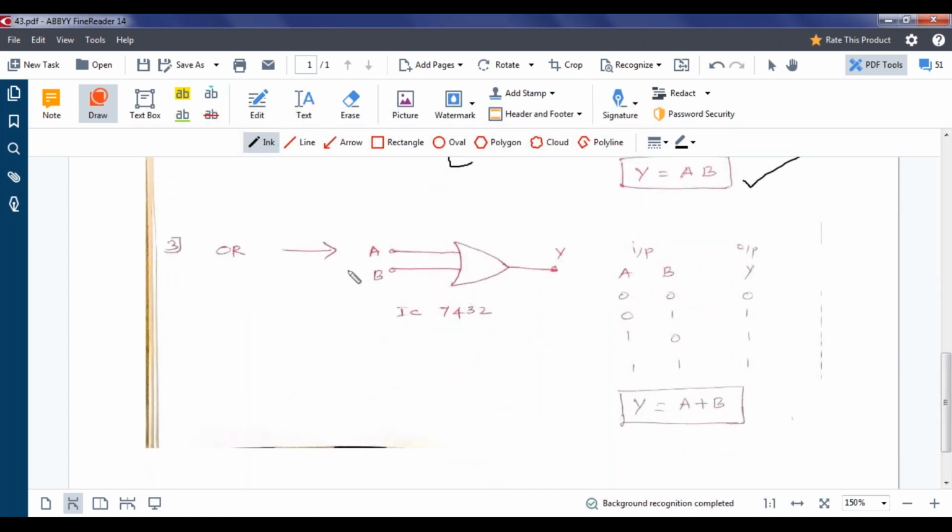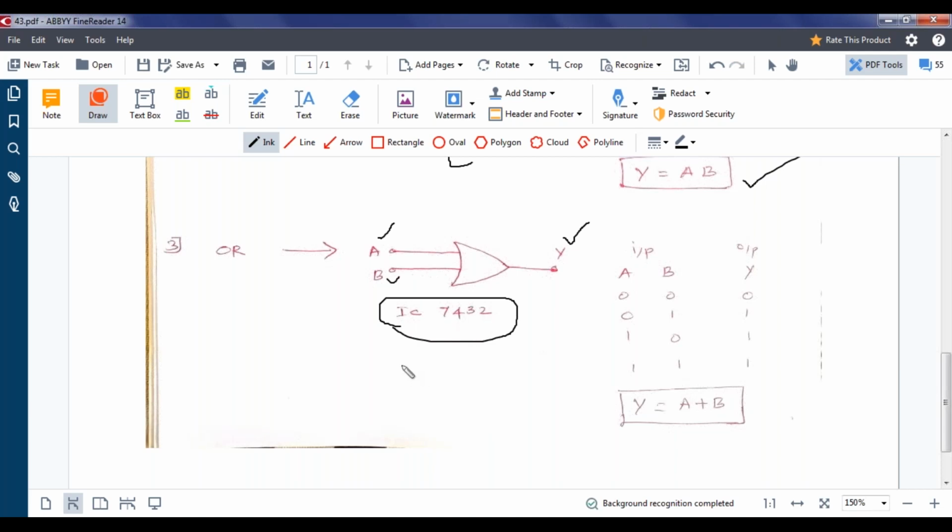Next, OR gate. So A and B are the input. This is what the symbol of your OR gate. Please keep in mind this is what the symbol of your OR gate. Capital Y is the output. So IC number 7402. Okay, IC number one is 7402. This is what the IC of OR gate 7432.